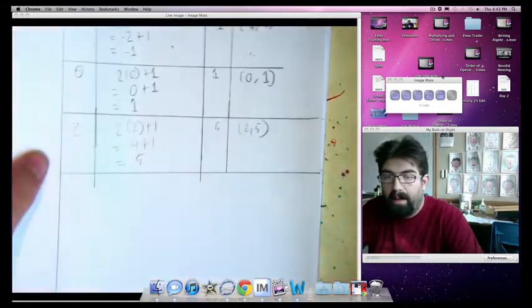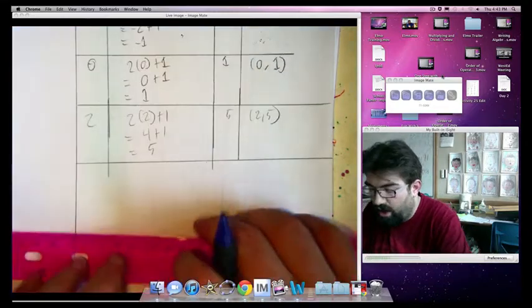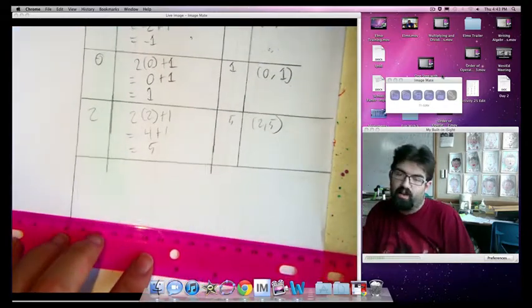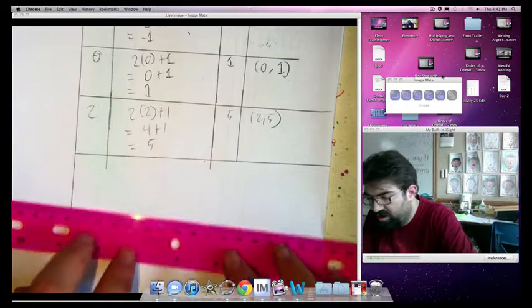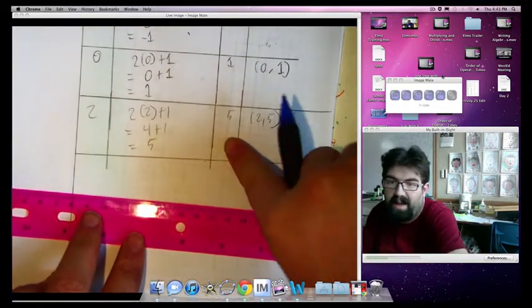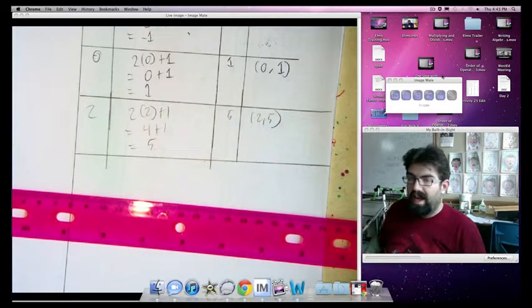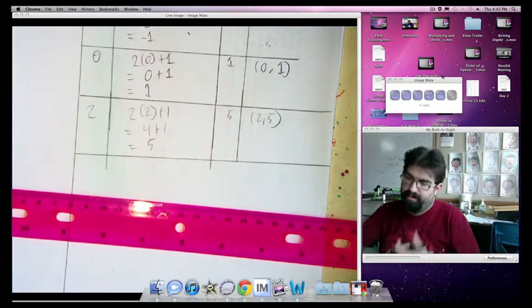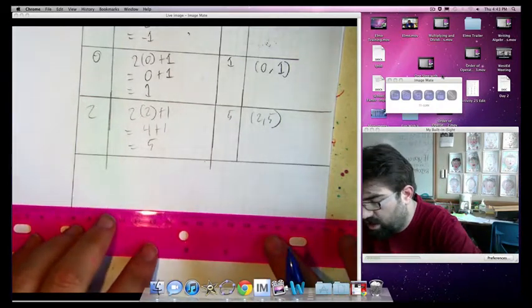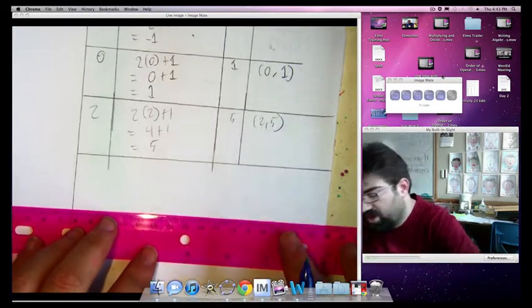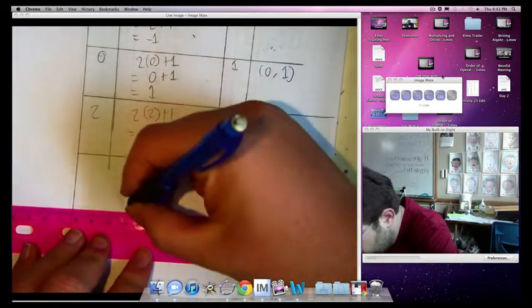I'm going to base how I designed this on what I used. I used -1 and 2, and I got -1 and 5 as my output. So I need to have my x go from -1 to 2, and my y go from -1 to 5. Because that is the window, that's my domain and range, and that's what I'm going to do. So we're going to do this.